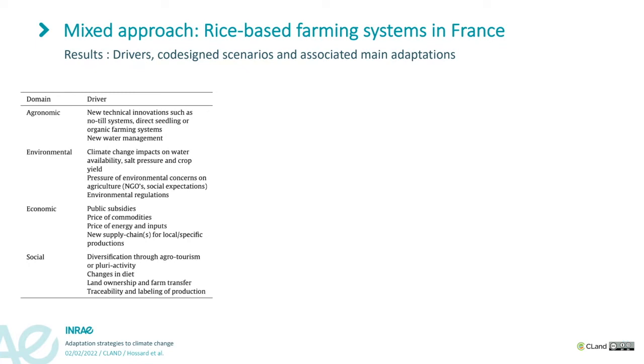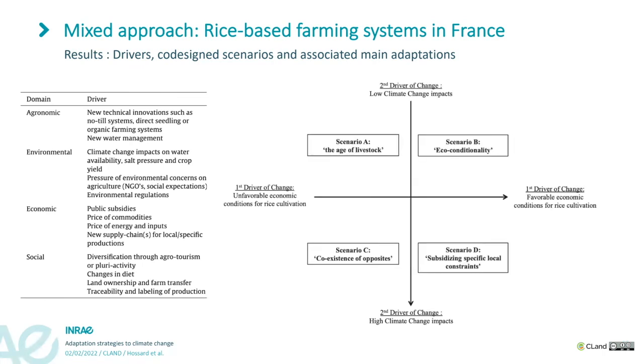So based on this list, we asked the stakeholders to choose the two drivers that for them would be the most important for the future of farming systems. And what they chose, you have here: the first was the economic conditions for rice cultivation, from unfavorable to favorable. And the same for climate, which is of our interest today, from low climate change to high climate change. I will not show you all of them, of course.